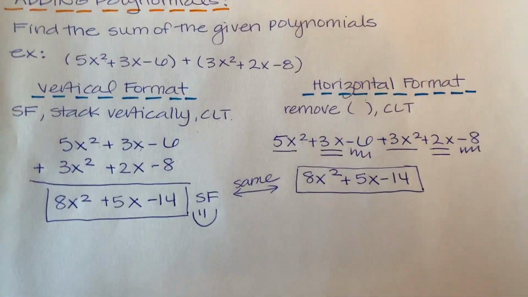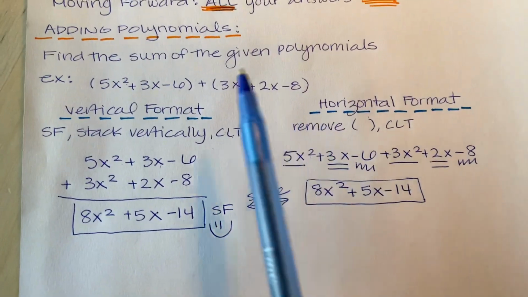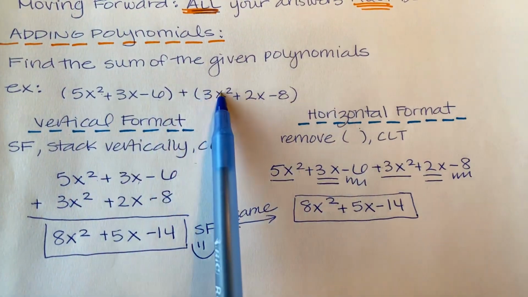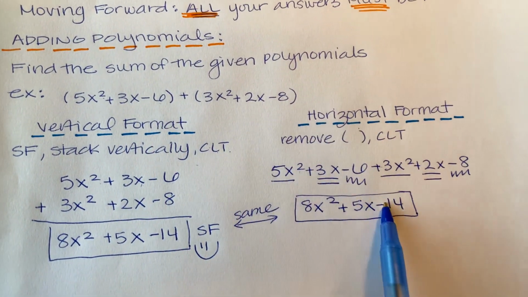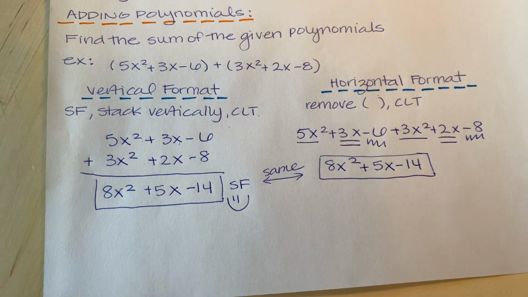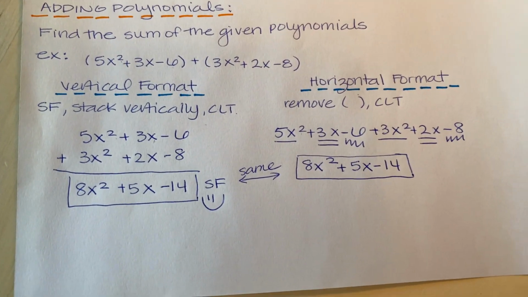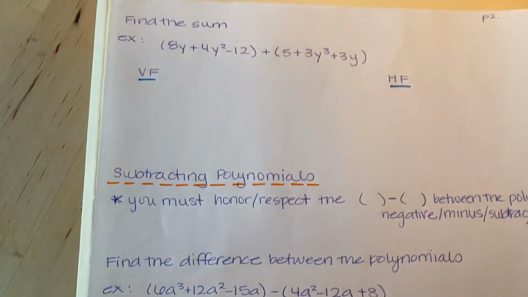Again, it's your preference. And for those of you that from the very beginning say, seriously, Miss Kenny, can I just go 5, 3, 8, 3, 2, 5, negative 6, negative 8, negative 14? Yes. Some of this adding and subtracting is very mental math, and if you can jump to there, fabulous. Okay, we're doing another one.